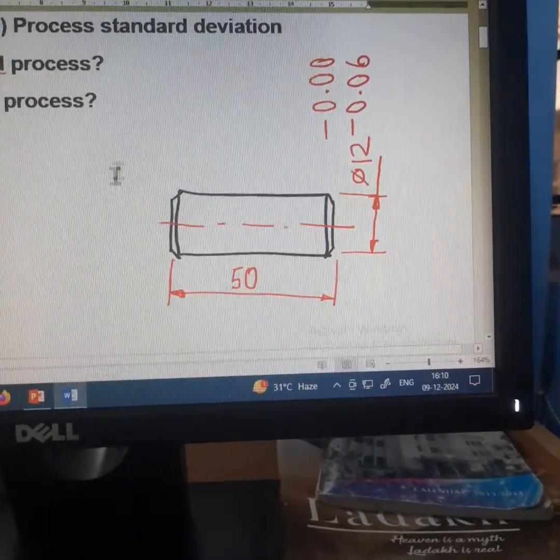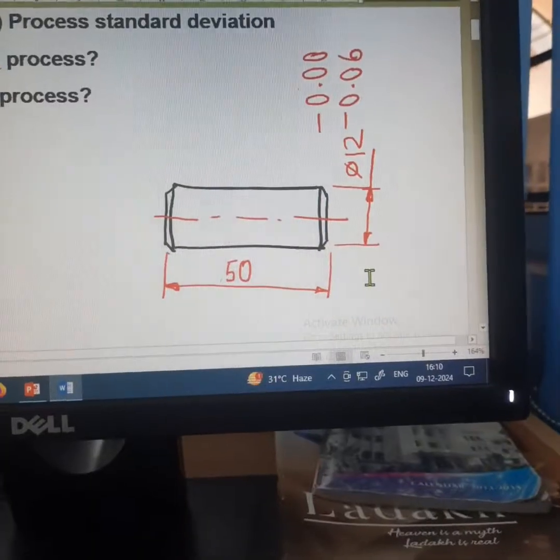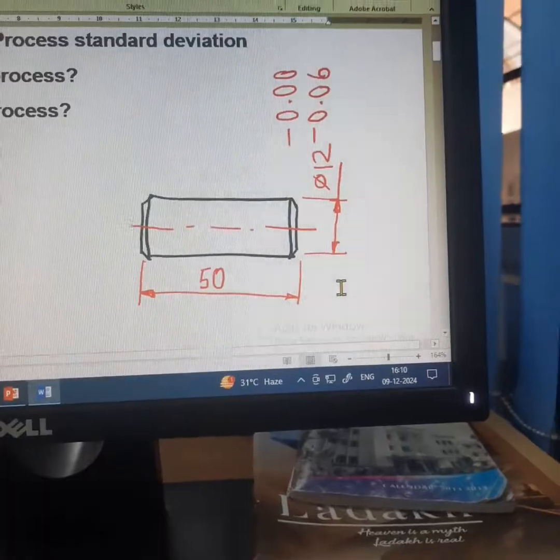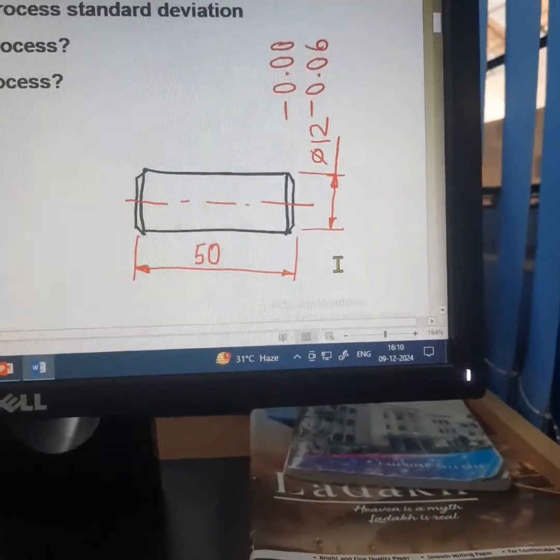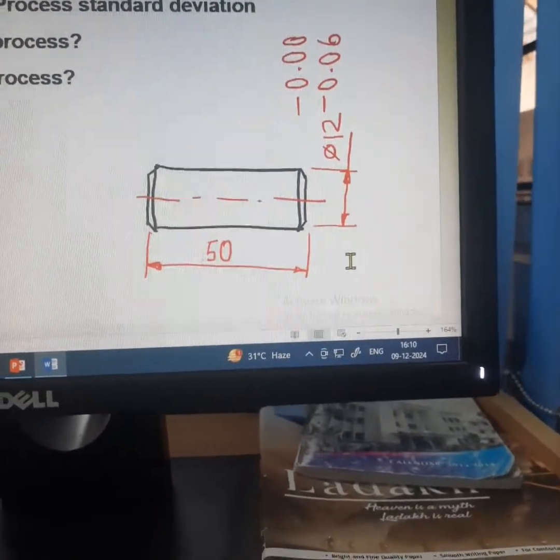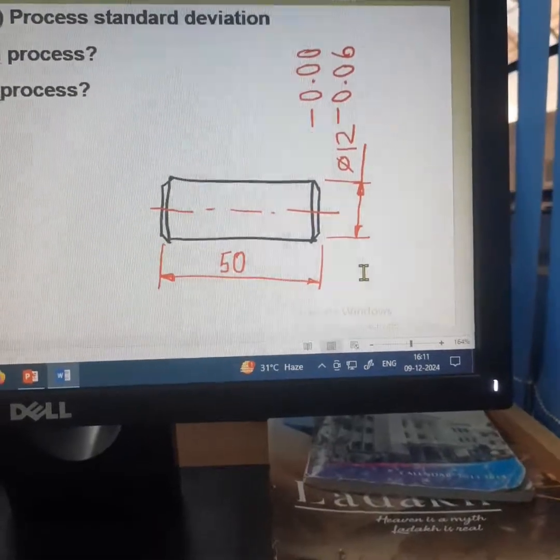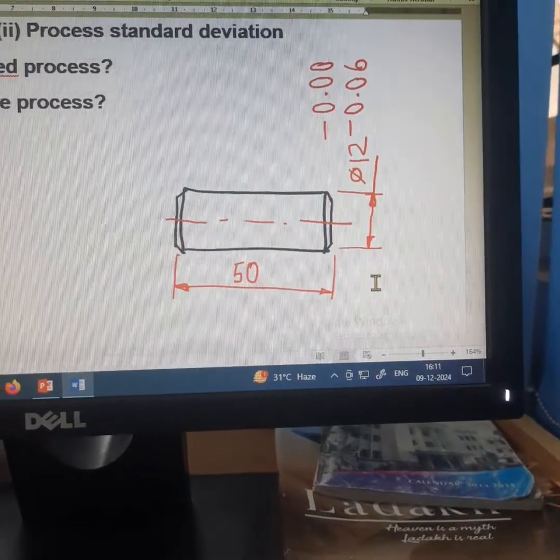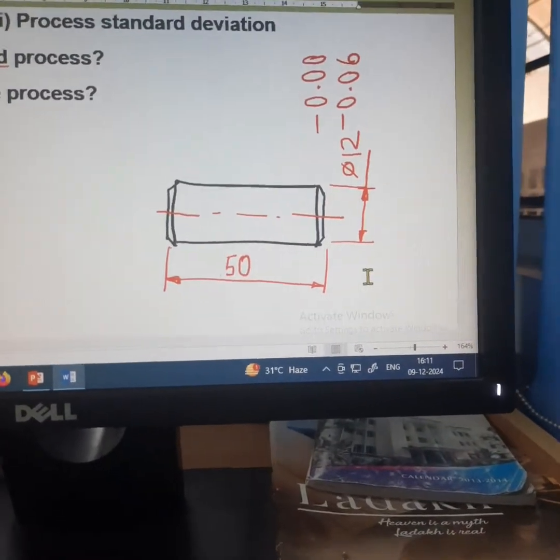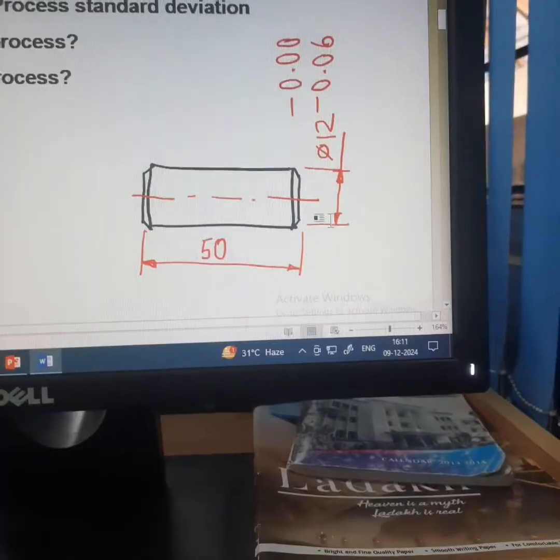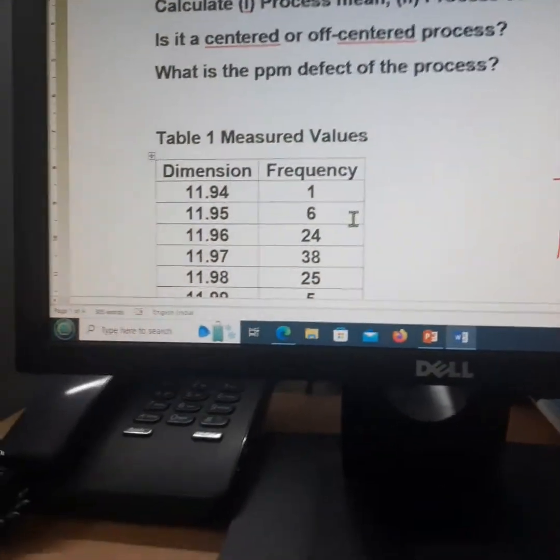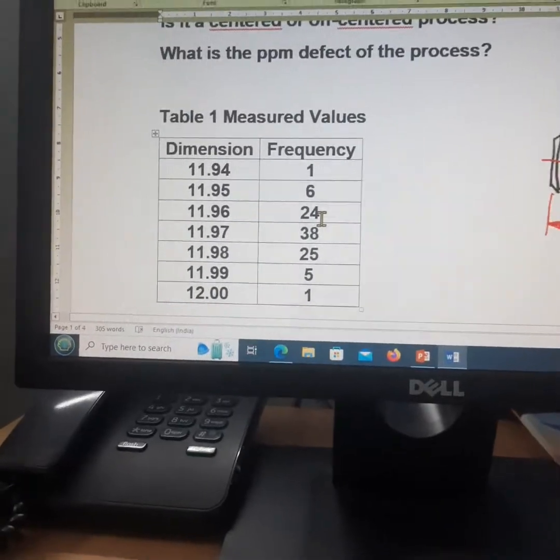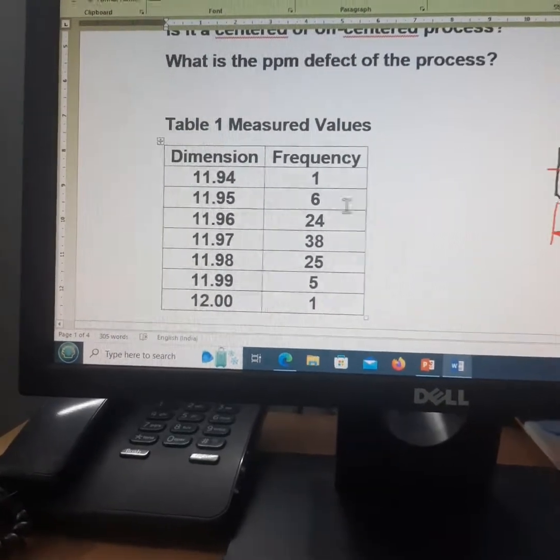Now the industry gets an opportunity to process this component in mass quantities. Before accepting this order, the industry wants to conduct a process capability study by running 100 samples. So the industry conducts the process capability study. It produces 100 samples as per the drawing, and the industry has measured all the 100 samples. The diameter of the 100 samples has been measured, and these are the results of the inspection.